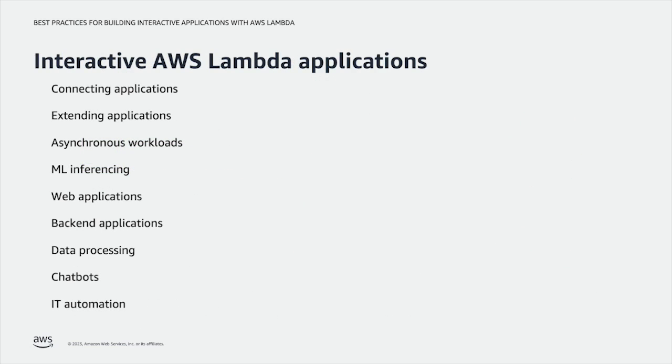Now, an interactive Lambda function application can be many different types of application, some of which are listed here. These are various use cases that we see customers building out: connecting different applications together, using Lambda as glue code between two external services, extending an existing on-premise application maybe. You can use Lambda, as I mentioned, to kick off asynchronous workloads. It's great for machine learning inferencing, back-end applications, data processing, chatbots, IT automation, Alexa skills. The list is almost endless, to be honest.